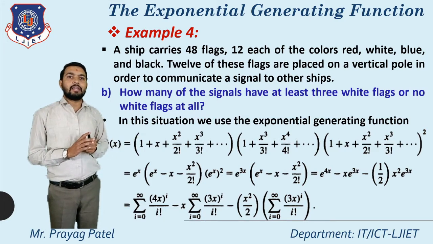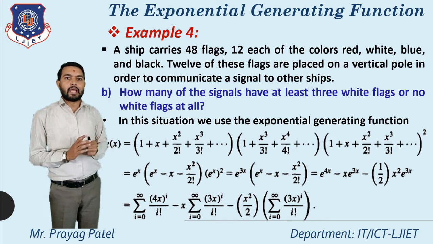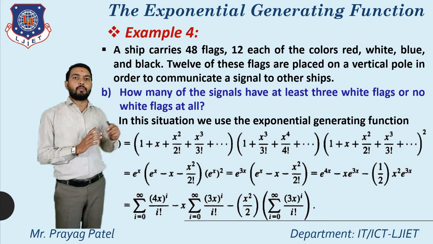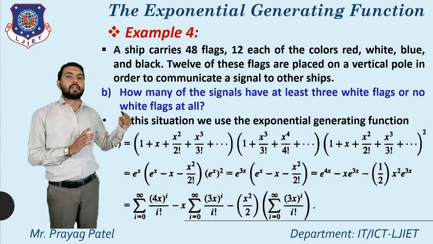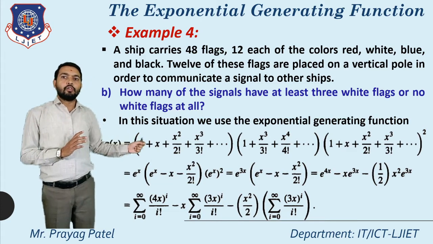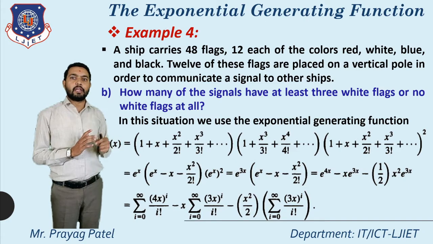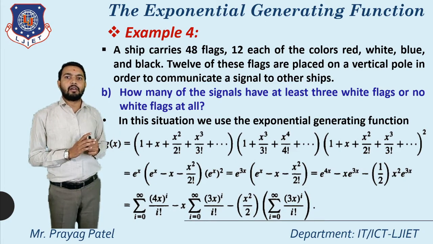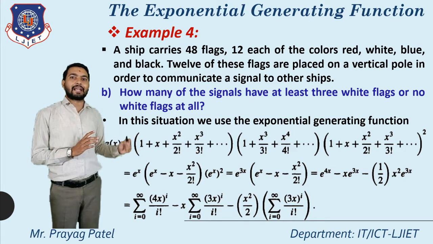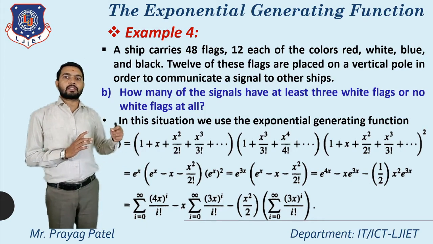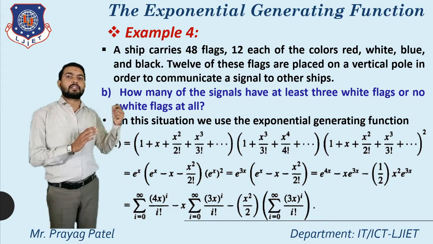Now the last part is for the blue color and black color. There is no condition for blue and black, so we write 1 plus x square by 2 factorial, 2 times. If we use the exponential form, e raised to x is the first part. So e raised to x into e raised to x minus x minus x square upon 2 factorial, because we remove the x and x square by 2 factorial. Then the last part is e raised to x 2 times, so e raised to x square.